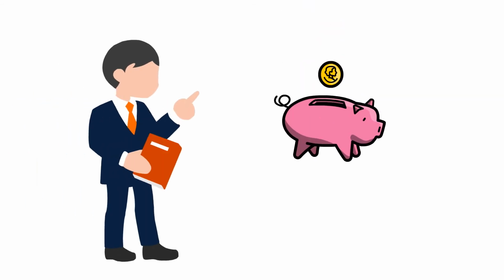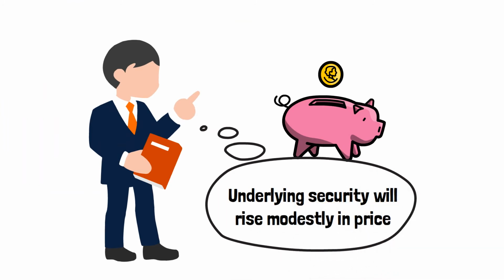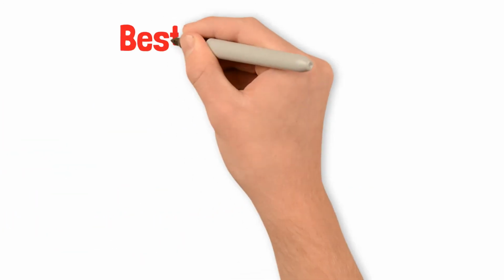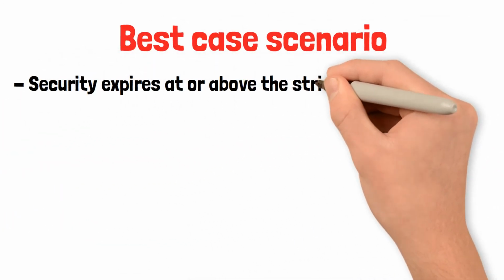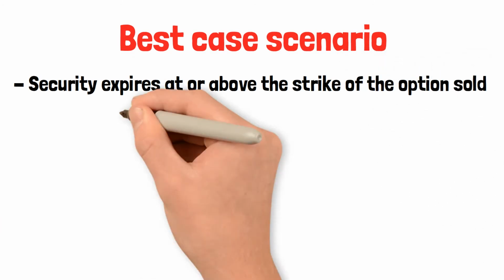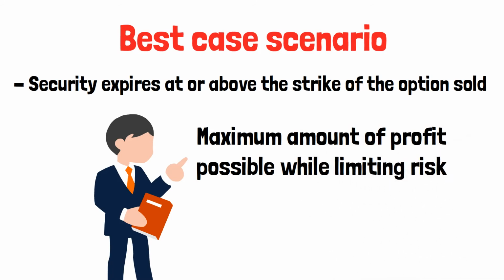Although there is an initial outlay on the transaction, the trader believes that the underlying security will rise modestly in price, making the purchased option more valuable in the future. The best-case scenario happens when the security expires at or above the strike of the option sold. This gives the trader the maximum amount of profit possible while limiting risk.